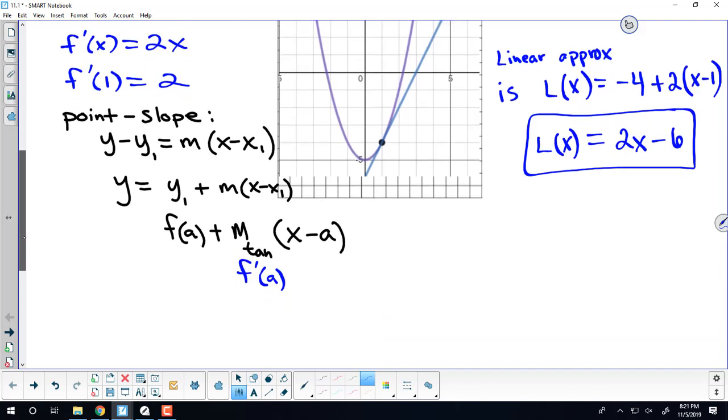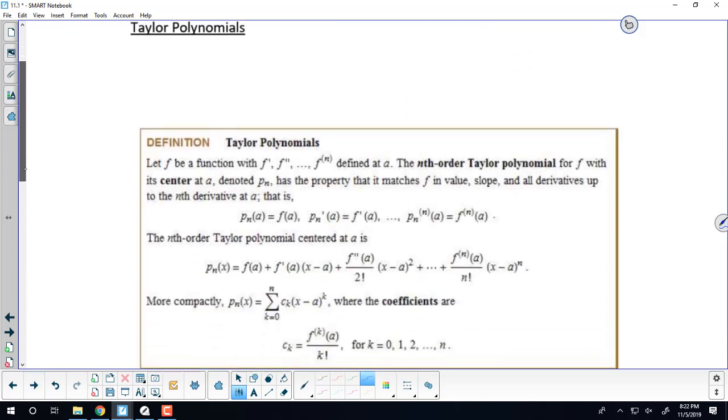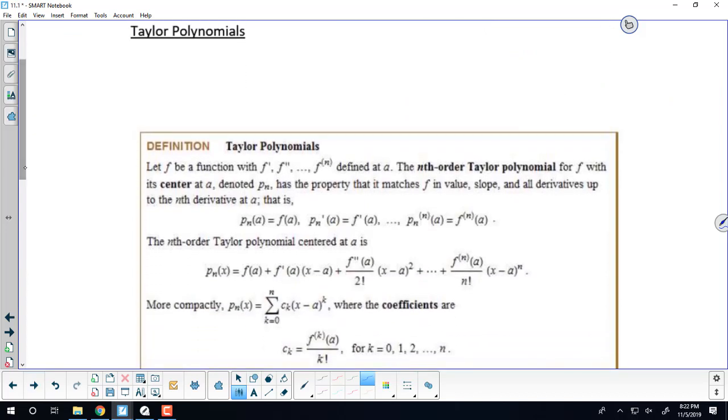Since this is a linear approximation, in the grand scheme of things, we're going to call this a first order approximation. If we looked at a quadratic approximation, it'd be second order, cubic is third order, and so forth. So the idea of Taylor polynomials is an extension of linear approximations to higher orders.